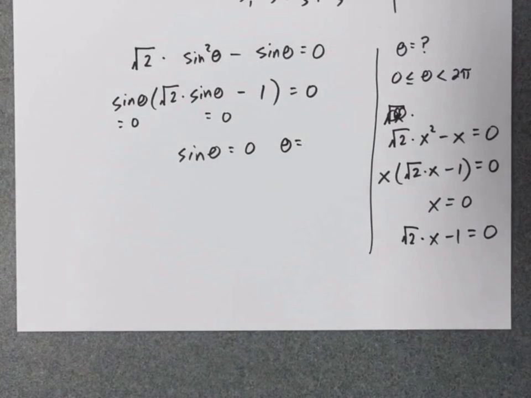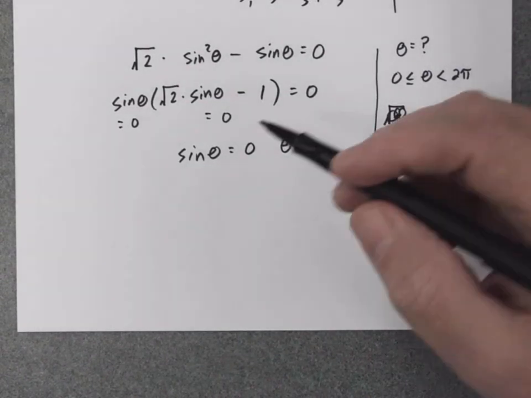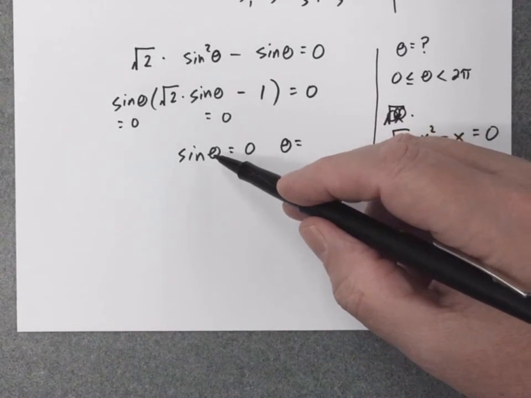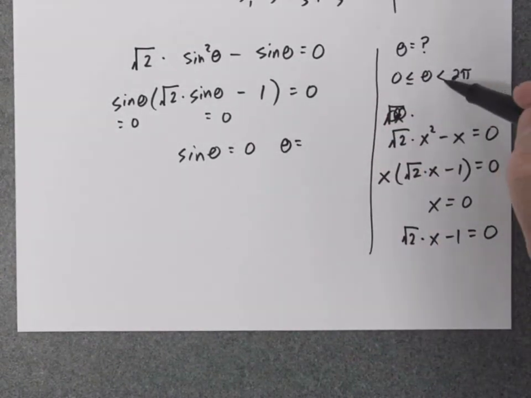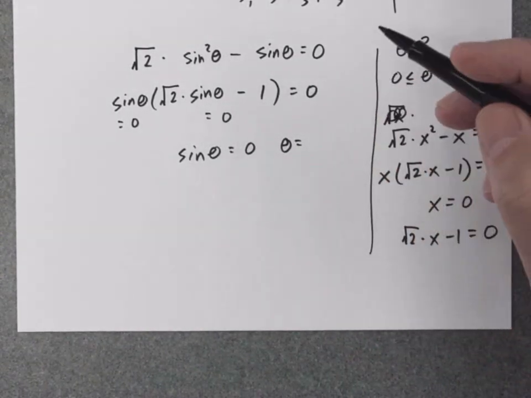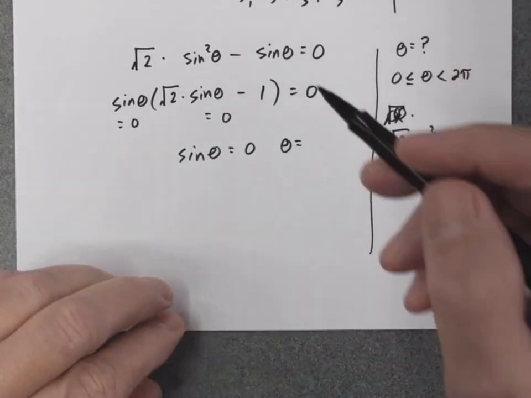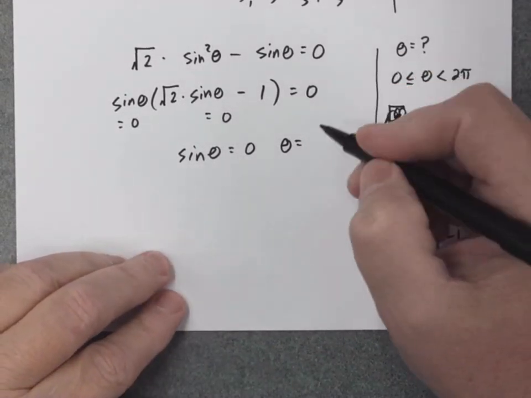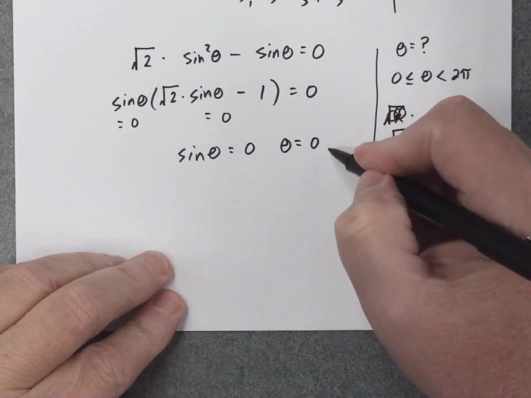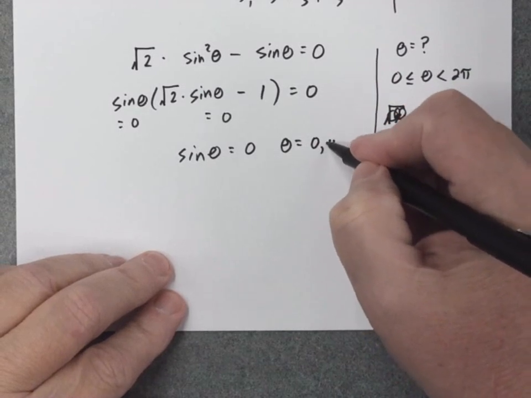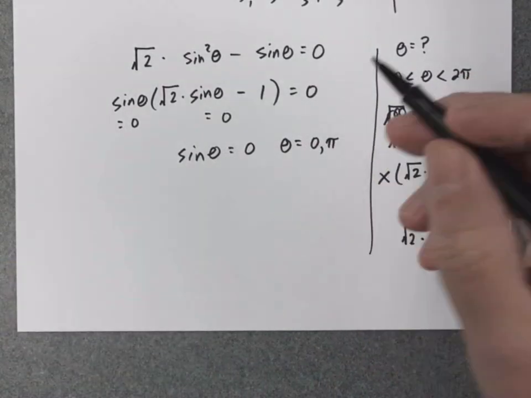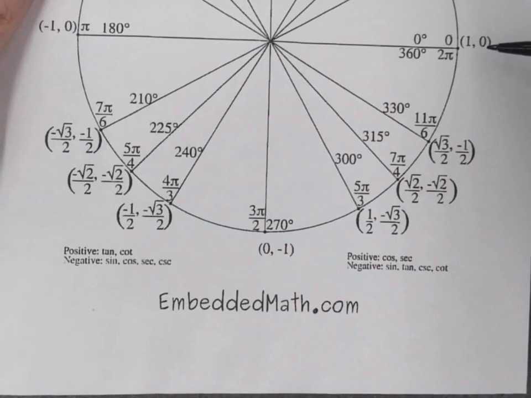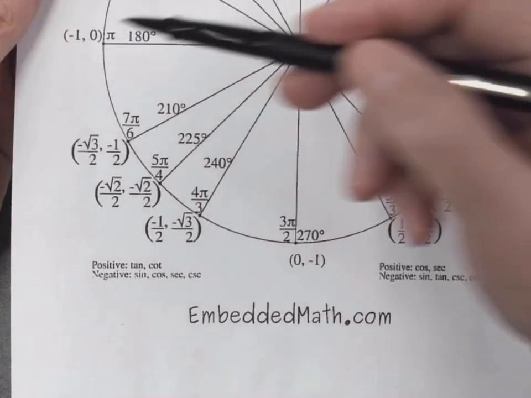So this says, go to the unit circle, or think in your head, let's go find an angle, one trip around the unit circle, an angle where the sine is 0. That actually happens at two places, 0 and pi, right? 0 is over here, sine of 0 is 0, sine of pi is 0.